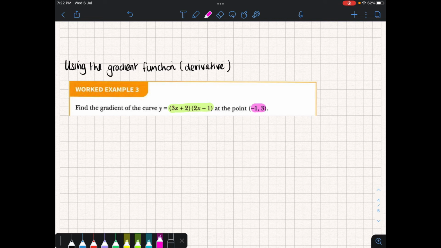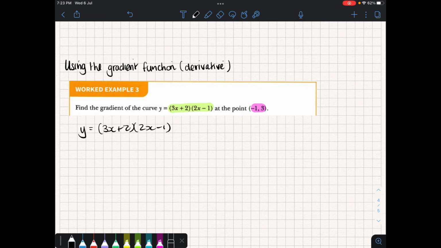Okay, so if we want to find the gradient of a curve, so here we have a curve y equal to (3x + 2)(2x - 1), I want to know what the gradient is at a certain point. So what I need is a gradient function.